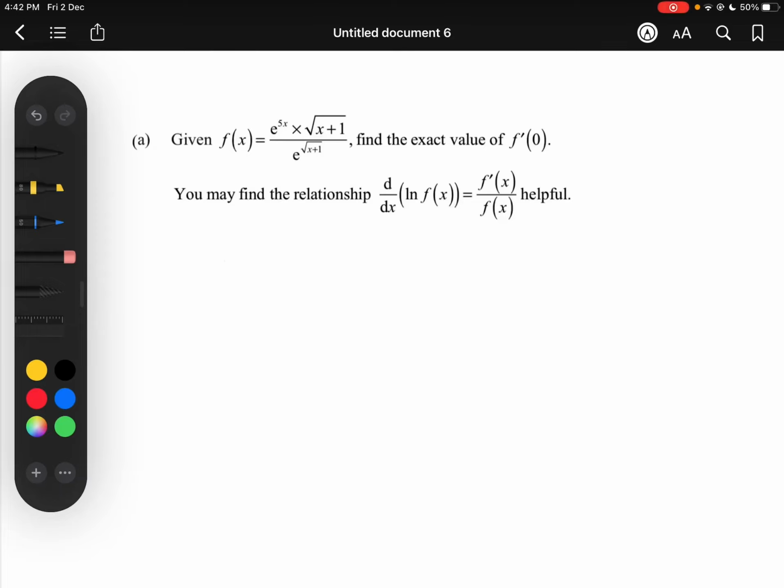Hello and welcome to this video for the 2022 Scholarship Calculus question 3a. So given f of x equals e to the power 5x times square root of x plus 1, over e to the power of square root of x plus 1, find the exact value of f dash of 0.